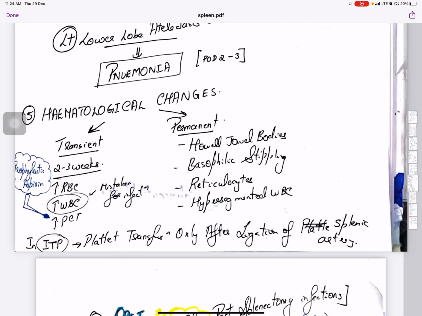In hematological changes we have two types: transient and permanent. Transient lasts 2 to 3 weeks, wherein the most common is an increase in platelets, which can lead to thrombosis. This is managed by prophylactic aspirin. In ITP, platelet transfusion is done only after splenic artery ligation.